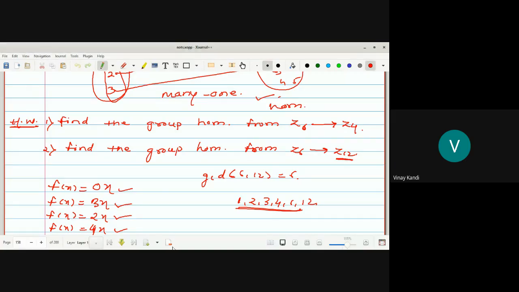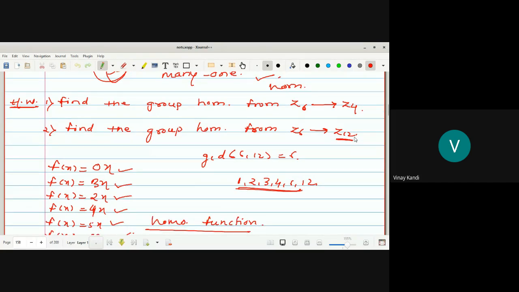In the last lecture, we saw examples of how to find the homomorphism from Zm to Zn. These are the two homeworks. Have you solved it? Find the group homomorphism from Z6 to Z4. Z6, GCD of 6 and 4 is 2. So there are two homomorphisms from Z6 to Z4.